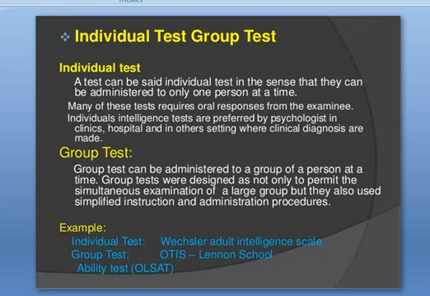Next is group test. A group test can be administered to a group of persons at a time. Group tests are designed not only to permit the simultaneous examination of a large group, but they also use simplified instruction and administration procedures. So an individual test is administered by the researcher to one person, while a group test can be administered to a large number of persons at the same time.